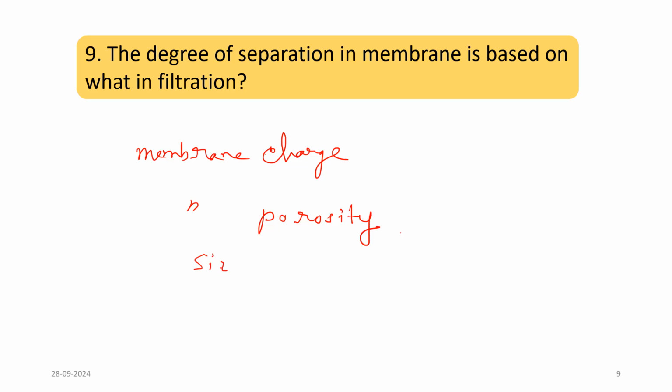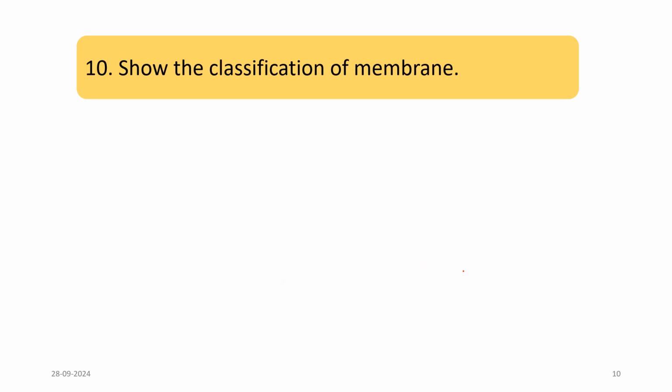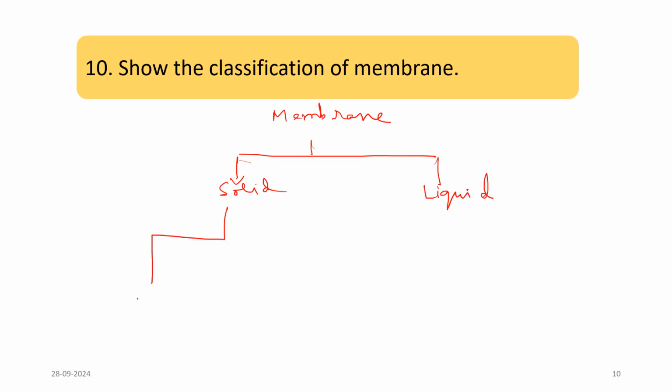Next. So the classifications of membranes. So basically membranes are divided into two portions, solid membrane and liquid membrane. This is solid, this is liquid membrane. And under solid membrane comes the isotropic or symmetric membrane. That means in every direction the membrane design is symmetric and uniform pore is there. That means the diameter of the pore is same in the membrane in all directions.